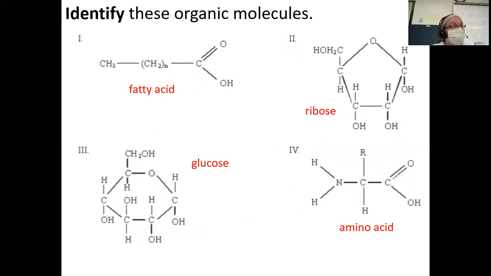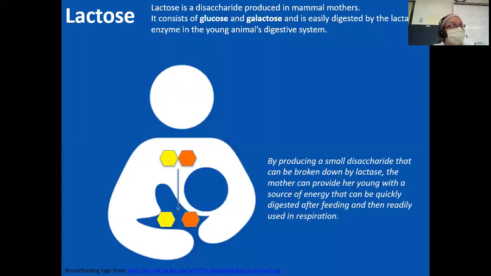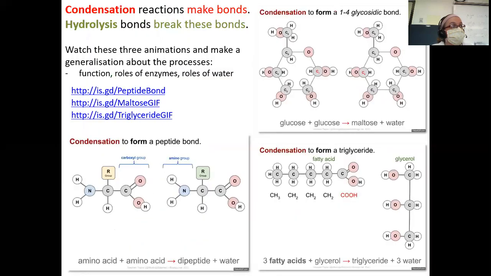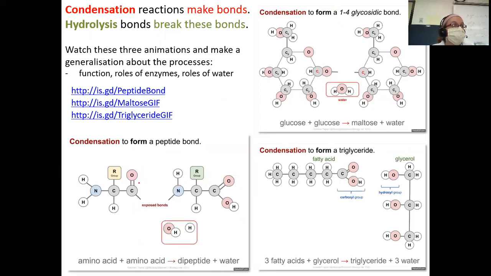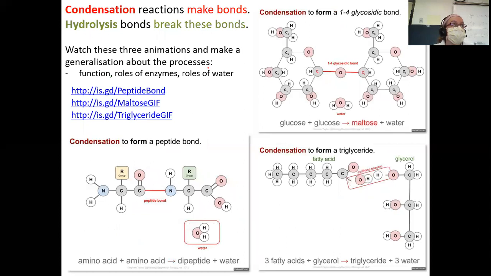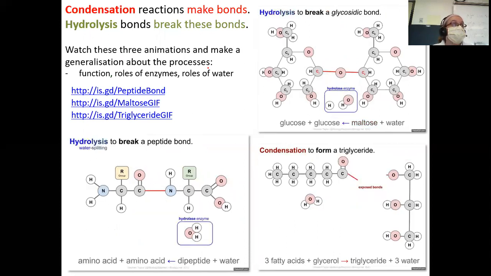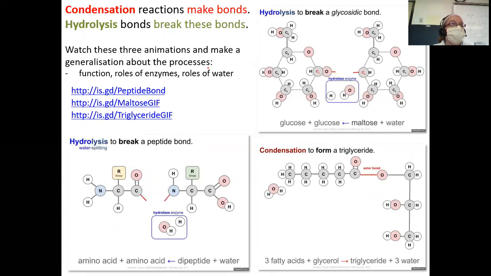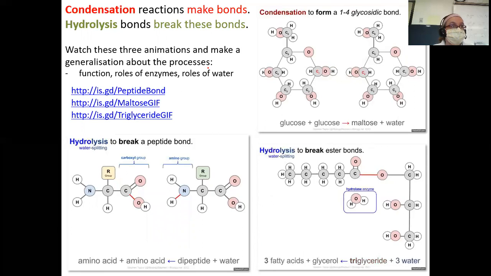Okay, I'm gonna skip over that. These are back to carbohydrates again. Okay, so here, I like these little animations. It kind of shows you the condensation makes bonds. It takes small monomers, joins them, and makes polymers. And then hydrolysis is the opposite of those.